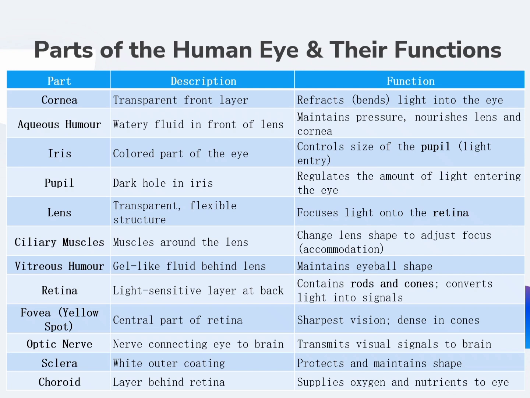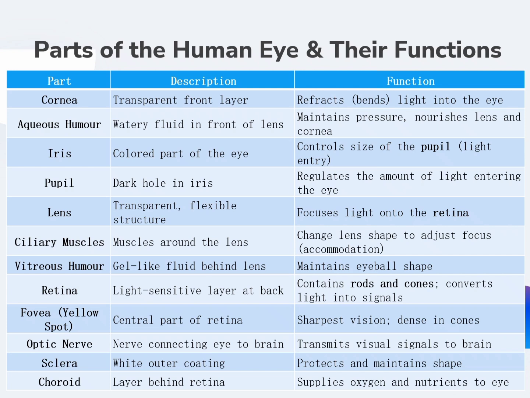The iris is the colored part of your eye, and it controls the size of the pupil, regulating how much light enters. The pupil itself is that dark hole in the iris, directly regulating light entry. The lens is a transparent, flexible structure that focuses light onto the retina. Ciliary muscles surround the lens and change its shape to adjust focus, a process called accommodation. Vitreous humor is the gel-like fluid behind the lens, maintaining the eyeball's shape.